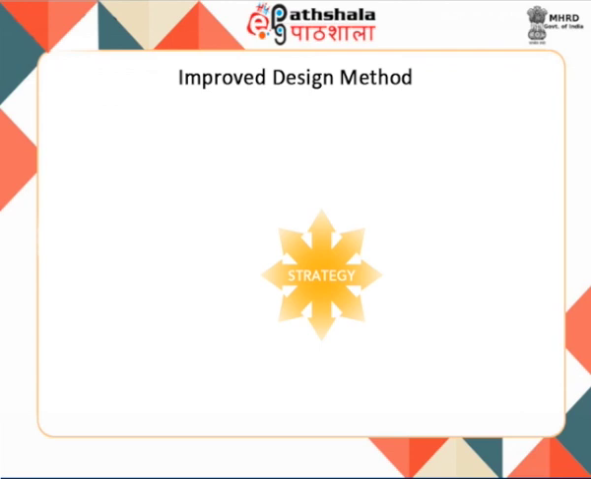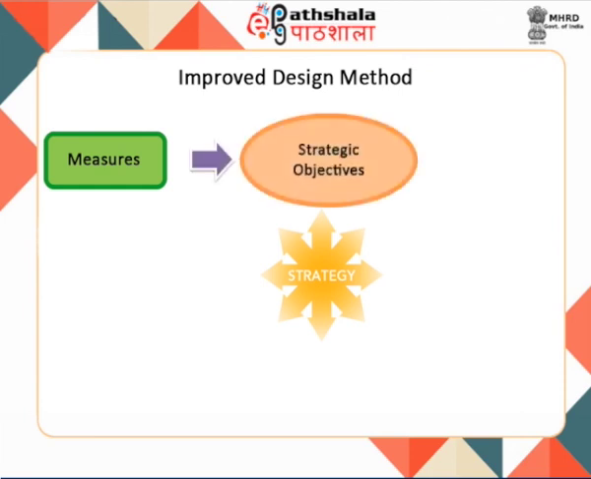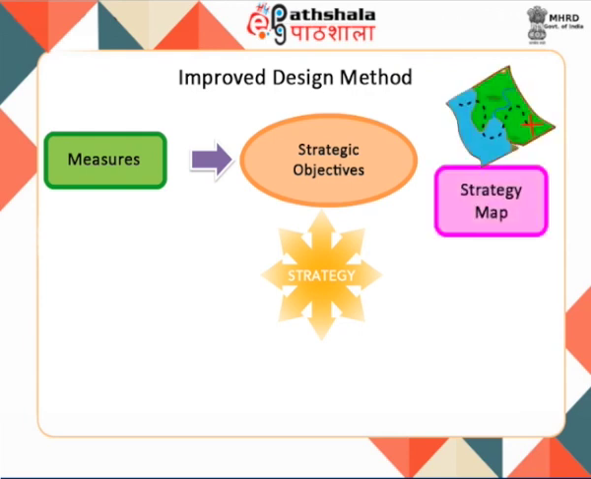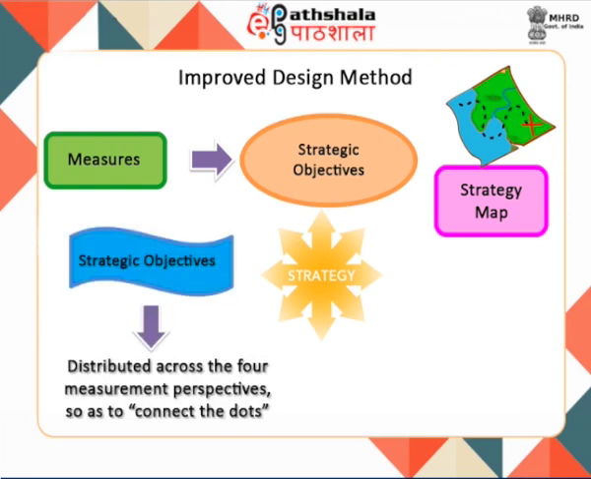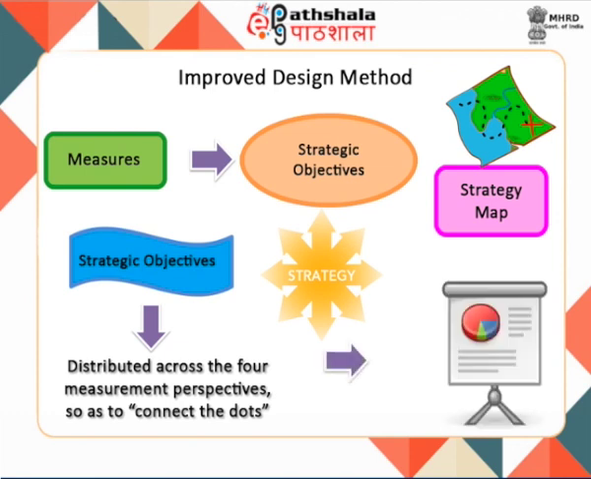Improved design method. In the mid 1990s, an improved design method emerged. In the new method, measures are selected based on a set of strategic objectives, plotted on a strategic linkage model or strategy map. With this modified approach, the strategic objectives are distributed across the 4 measurement perspectives so as to connect the dots to form a visual presentation of strategy and measures.